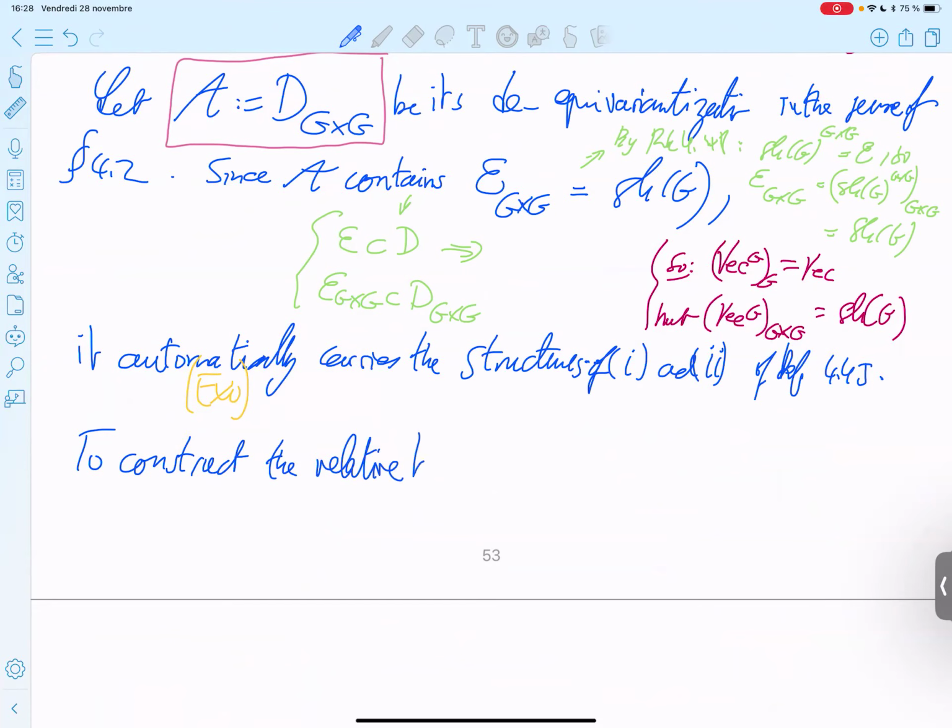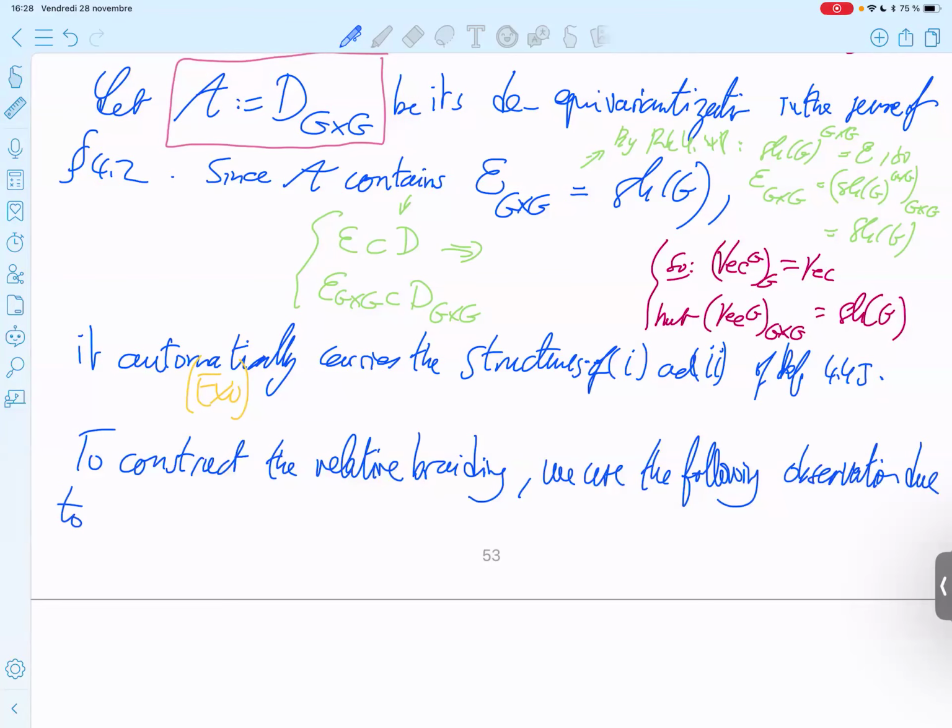Okay. So to construct the relative braiding, we use the following observation due to Joyal Street 93. So it states the following.